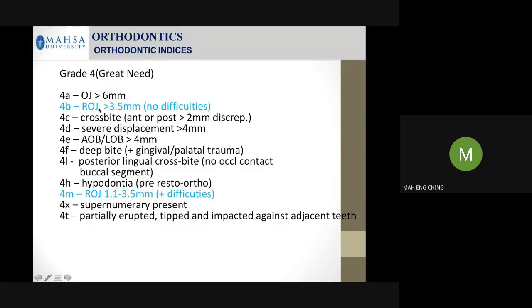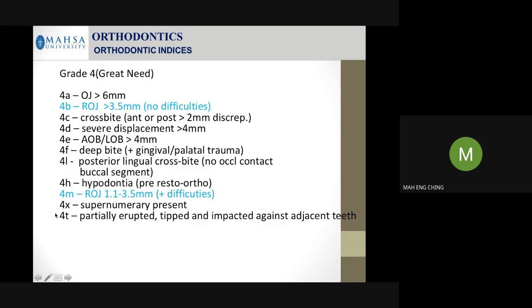So if you're 1 grade lower, but they have a problem with eating and speaking, then they will become 4M, even though that reverse overjet is not severe. So this one, always remember, if there's a problem with eating and speaking, they jump up 1 severity grade, from 4 to 5 or from 3 to 4. That's because they have an eating and speaking problem.